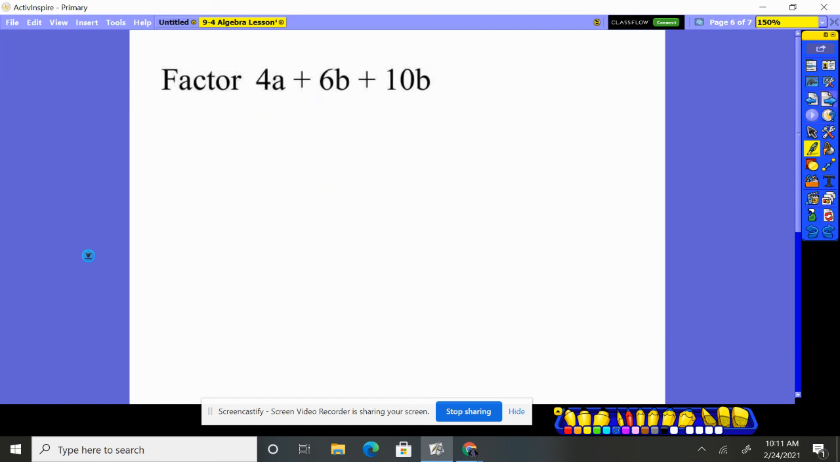One more problem here. Notice this time there are 3 pieces. We have 4a plus 6b plus 10b. Now notice nothing comes out. They don't share anything except that all of them are even. So a 2 could factor out. So I'm just going to factor out a 2. Well, what would be left behind? 2 times what would give you back 4a? Well, 2a. 2 times what would give us back 6b? A 3b. And then 2 times what would give you a 10b? That's going to be a 5b.